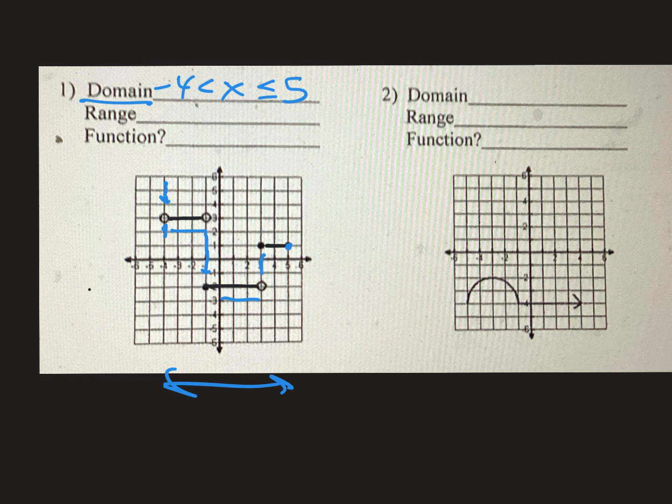Another way to write that is called interval notation. You can say it goes from -4 to 5. The -4 has a parenthesis, the 5 has a bracket. I'm not sure if you've seen that before. We'll talk about that in class tomorrow.